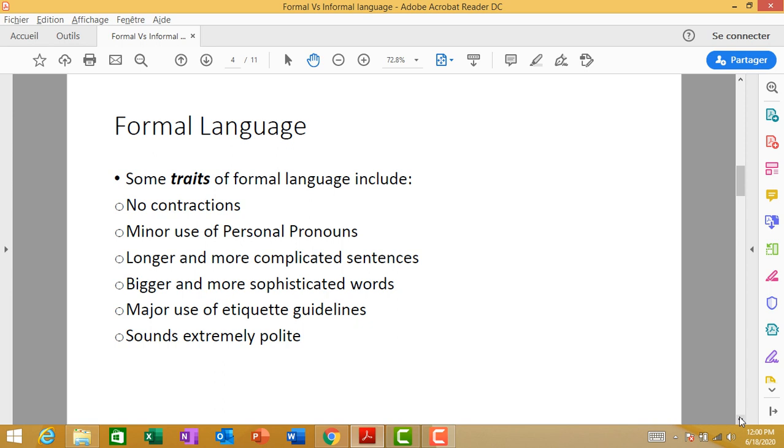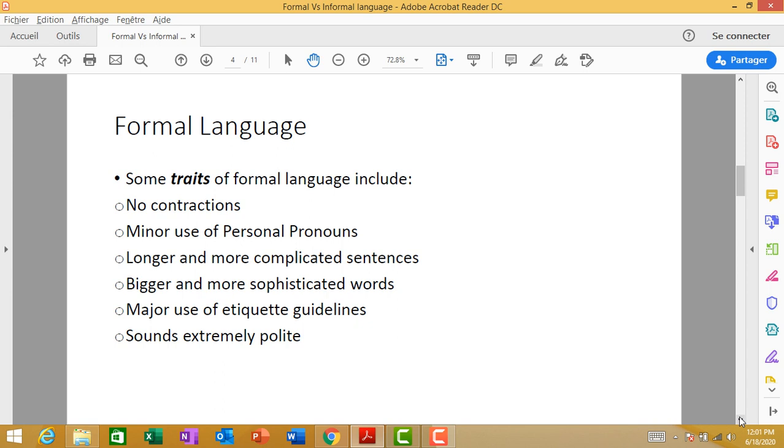Some traits of formal language include no contractions. You make minor use of personal pronouns. Why? It's because when you're writing something formal to someone important, you don't really want to talk about yourself. You don't want to draw too much attention towards yourself. Your personal life is not what interests the person. So you try to make use of personal pronouns as less as possible. And formal language uses longer and more complicated sentences.